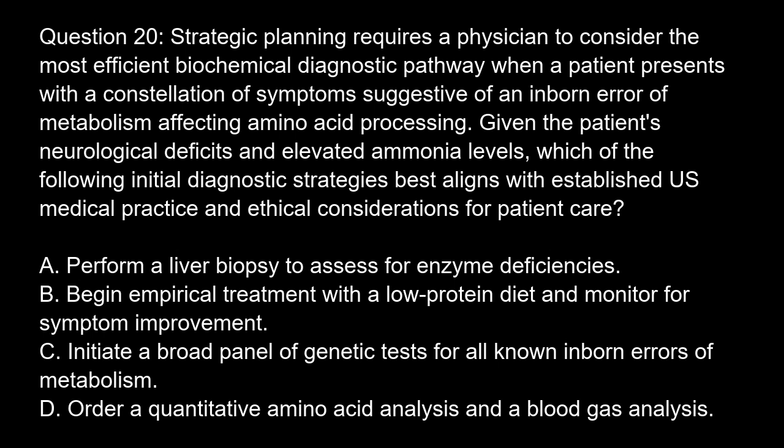Option A. Perform a liver biopsy to assess for enzyme deficiencies. Option B. Begin empirical treatment with a low-protein diet and monitor for symptom improvement. Option C. Initiate a broad panel of genetic tests for all known inborn errors of metabolism. Option D. Order a quantitative amino acid analysis and a blood gas analysis.